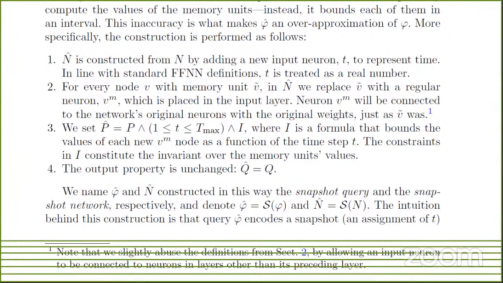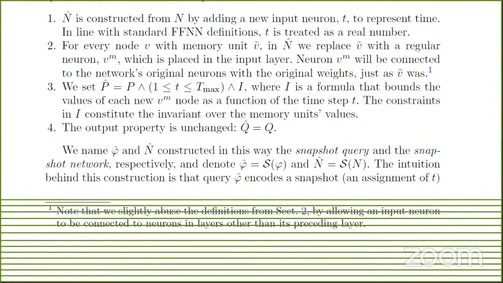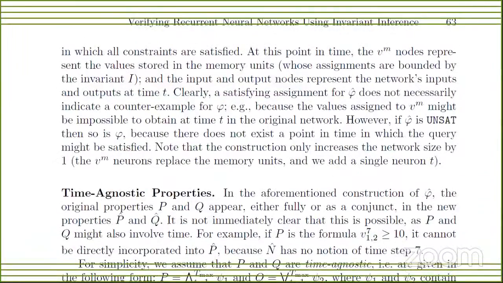So this entire transformation is just to enable the network to capture the violation if there was a violation possible. In fact, it is for this reason that they call this a snapshot query and a snapshot network. They say that the intuition behind this construction is that this snapshot query encodes a snapshot, which is nothing but an assignment of t, in which all constraints are satisfied.